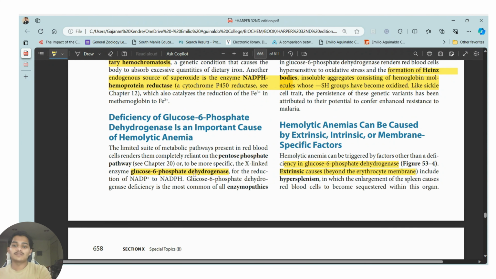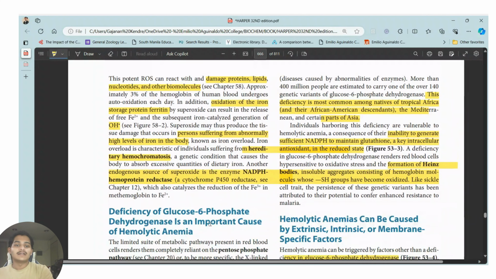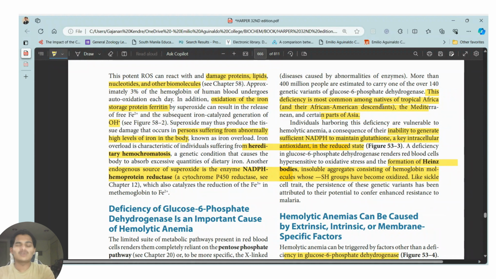This deficiency is most common in the enzymopathies, because this is an enzyme. If the deficiency of this enzyme occurs, it will form the enzymopathies, absolutely. Then more than 400 million people are estimated to carry one. This is of no use, but for fun you can remember. The deficiency is the most common among the tropical African, this is important, Mandarin, and certain parts of Asia.